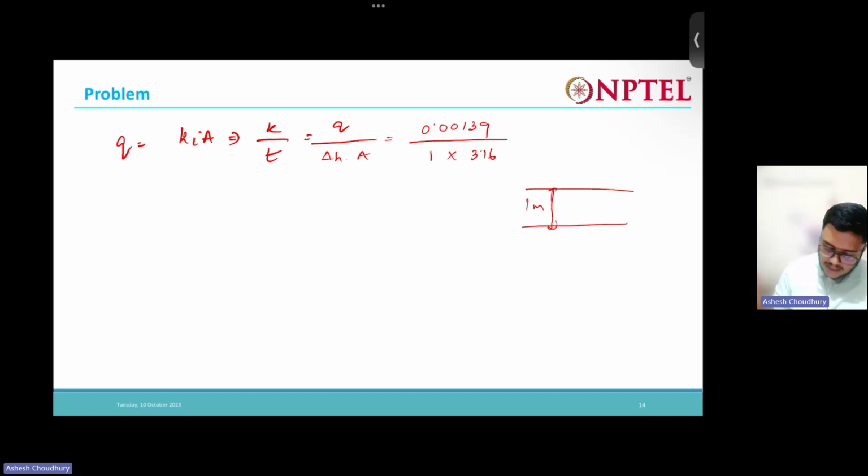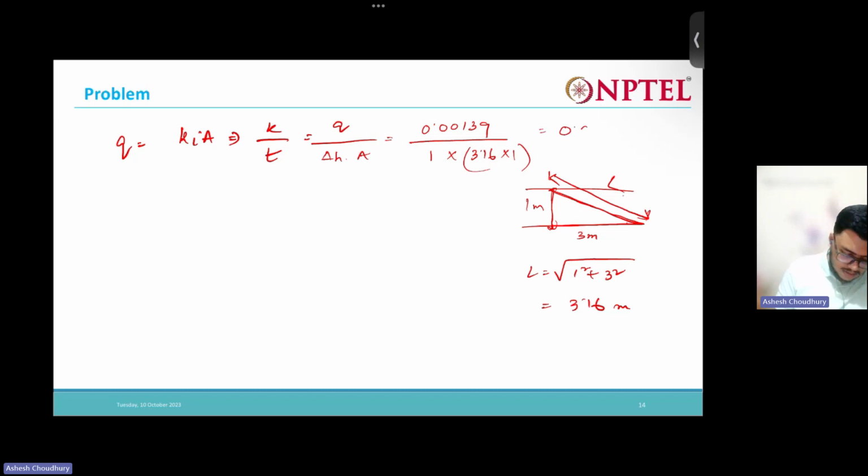For a 1 meter high portion, this will be 3 meter, and this is the length of the geotextile. How much will be L? L will be the square root of 1 square plus 3 square, which is 3.16. That's why this is 1 into 3.16 into 1. 1 means per meter length. So this one comes out as 0.0004.